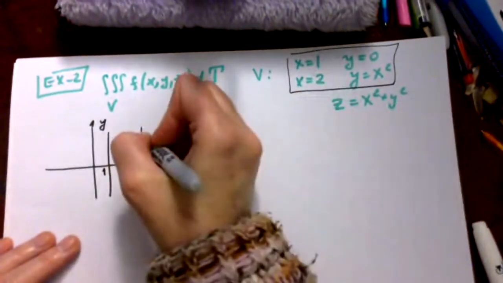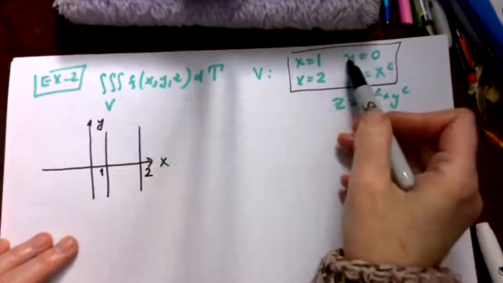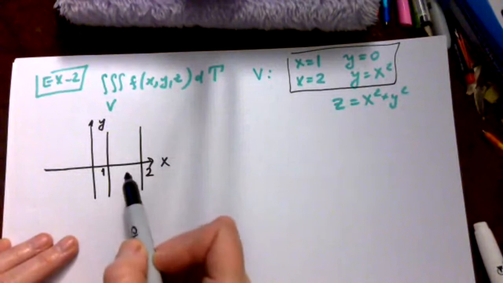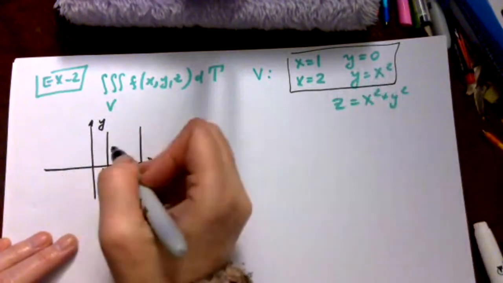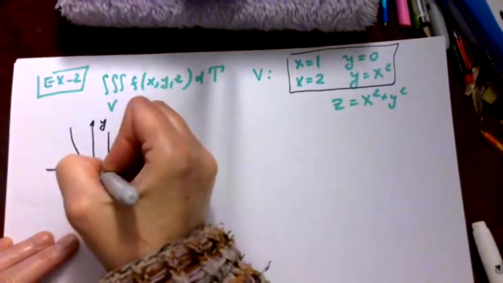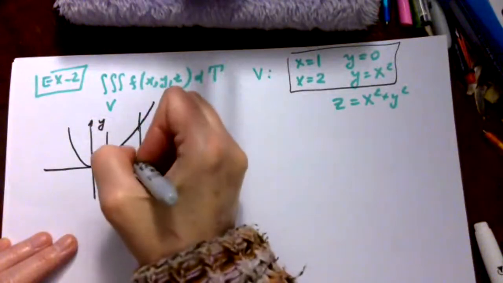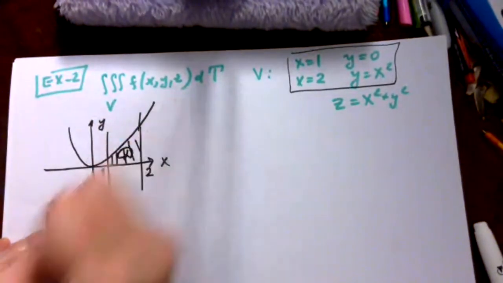What is x is equal to 2? It's another vertical line. What is y is equal to 0? This coincides with our x-axis. And what is y is equal to x squared? Of course, everyone knows this is our famous beloved parabola. So that's it. And you immediately get this bounded region D.